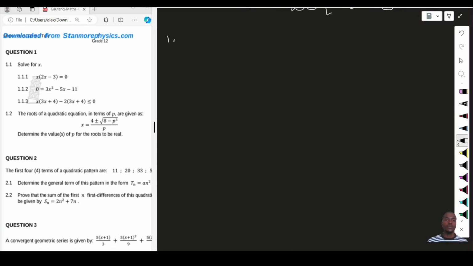This is 1.2. The roots of a quadratic equation in terms of p are given as follows: x equals 4 plus or minus the square root of 8 minus p cubed, divided by p. Determine the values of p for the roots to be real. For roots to be real, there are 2 conditions.